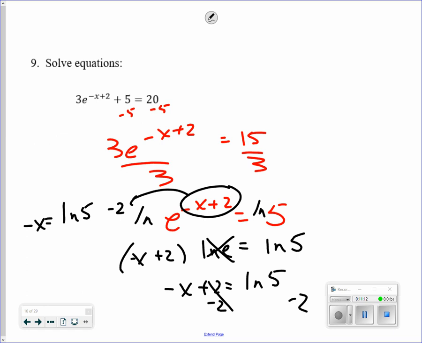Be careful with that. When you're typing that into your calculator, you need to make sure you understand you're taking the natural log of 5, enter, or close the parentheses, minus 2, and then dividing that by negative 1, you get 0.3906.